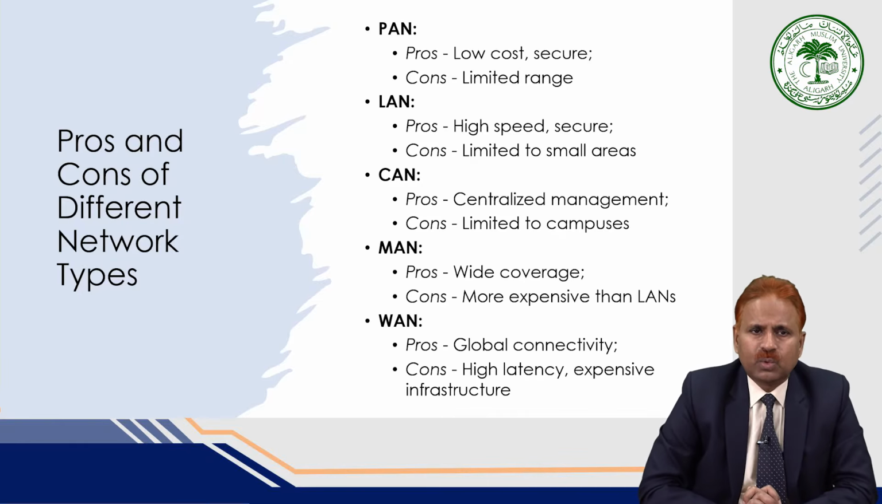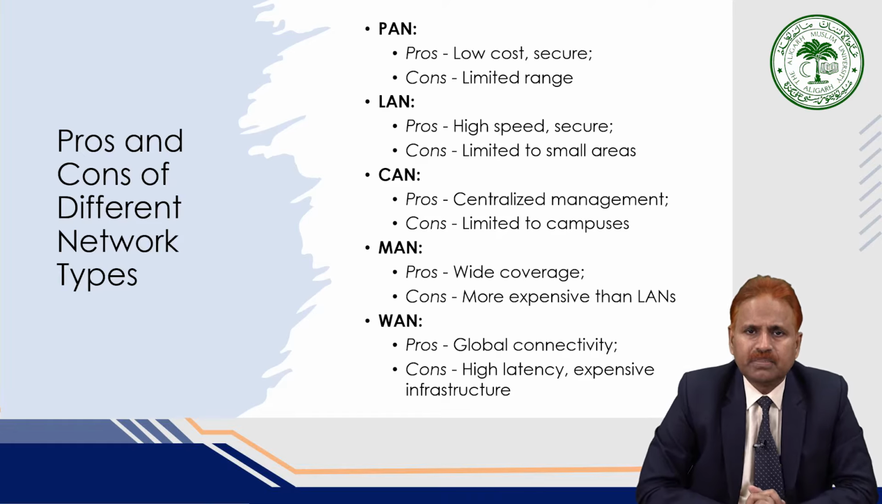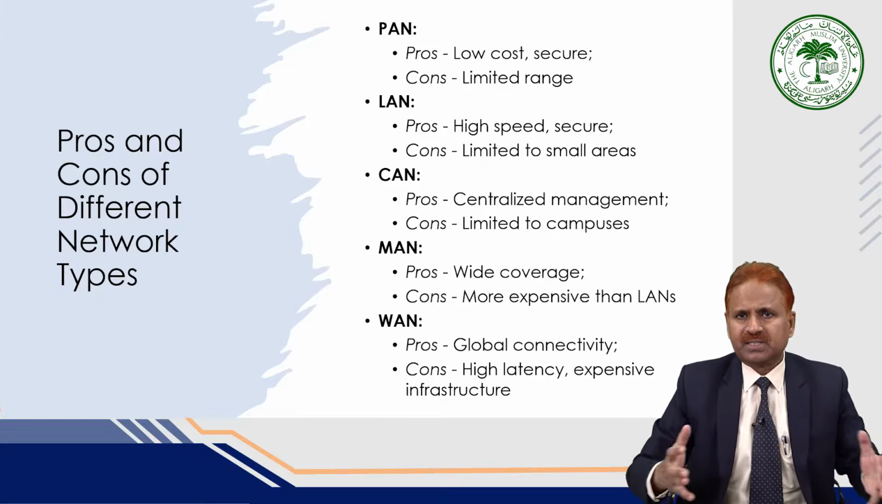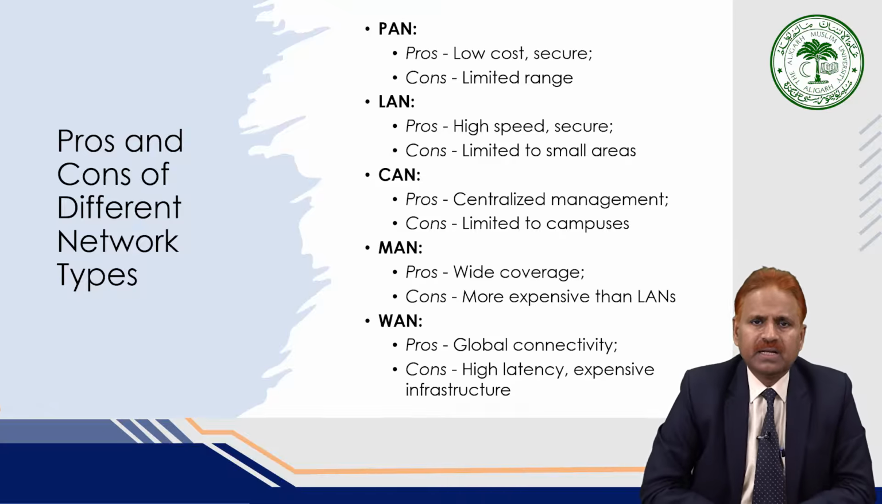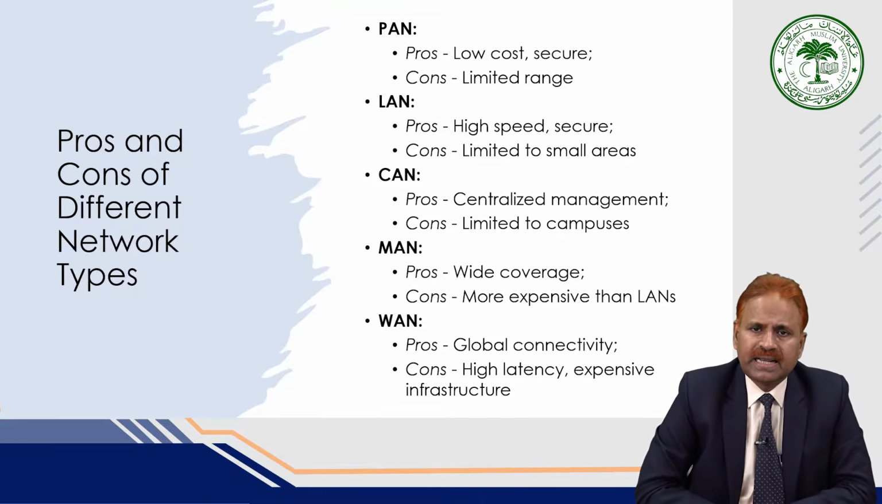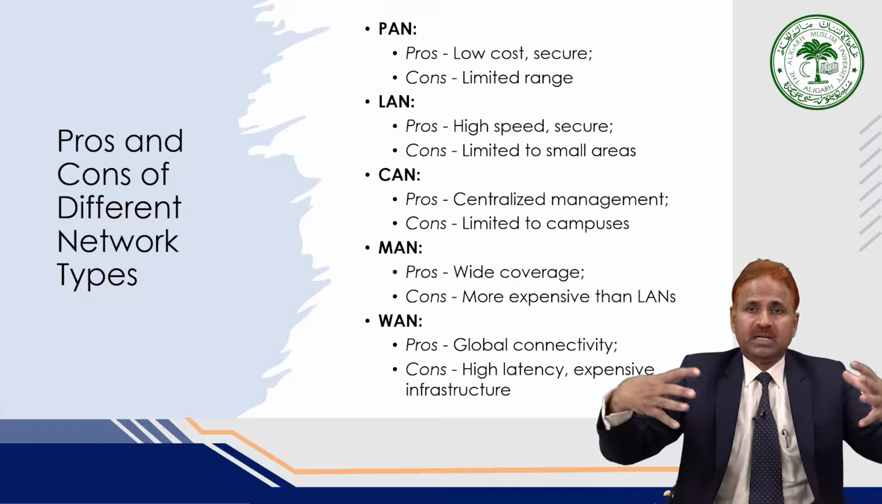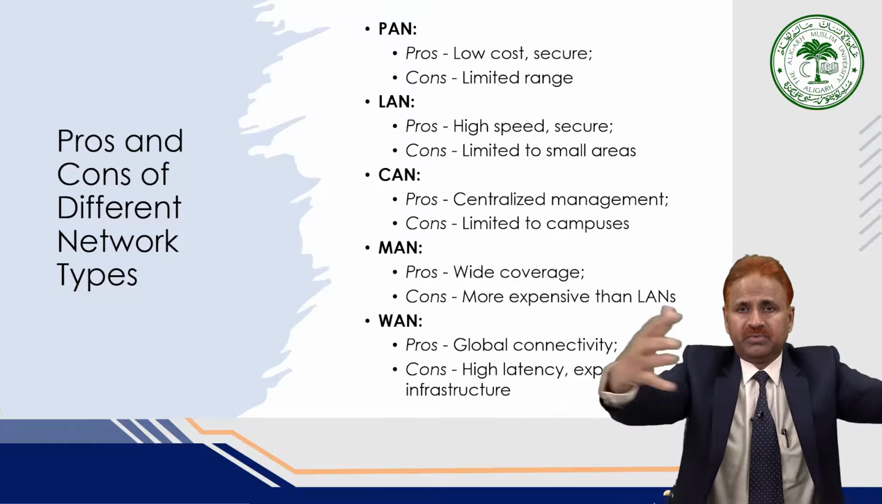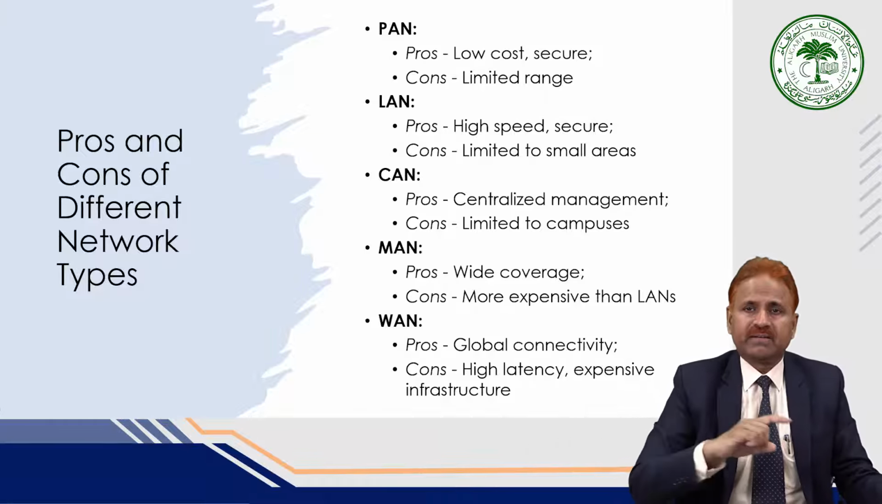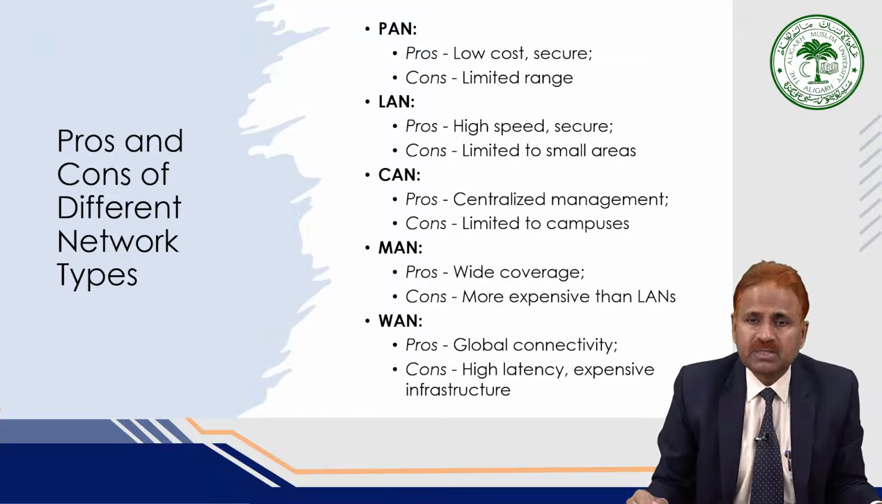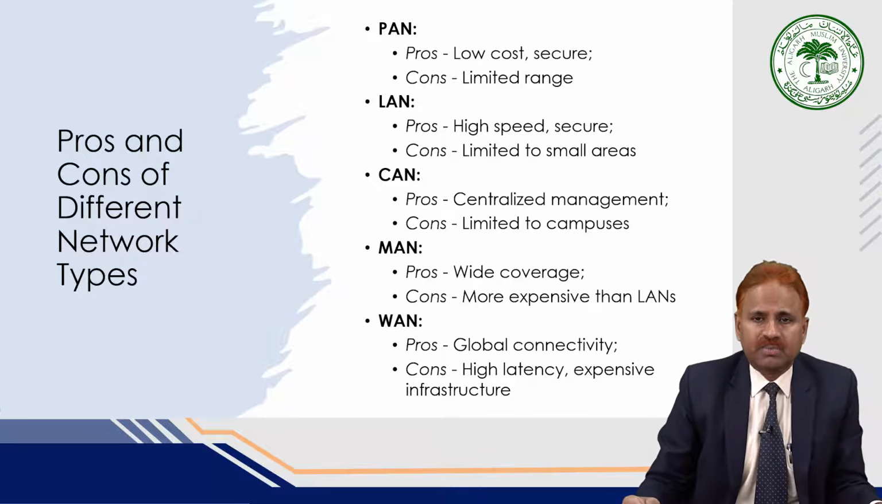Briefly, you can see here the pros and cons of different types of networks. A PAN, personal area network, is low cost and secure, while it offers limited range communication only, up to 10 meters. This is the limitation of a PAN. A LAN offers very high speed and secure communication, because the computers are placed within a smaller area, so they can transmit data at a relatively higher speed and are secure. The con is that it is limited to a small area only.